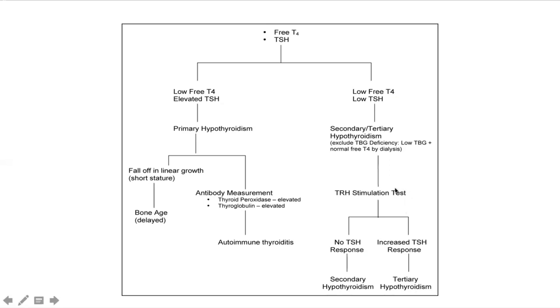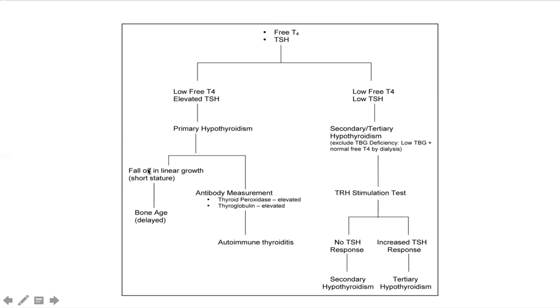يعني لو عملنا stimulation ب TRH وحصل increased TSH يبقى العيب مش في الانتيريور pituitary، العيب في الهايبوثالاموس، وده يبقى اسمه tertiary hypothyroidism. لو بقى لقينا في elevated TSH و low free T4 ده يبقى primary hypothyroidism.